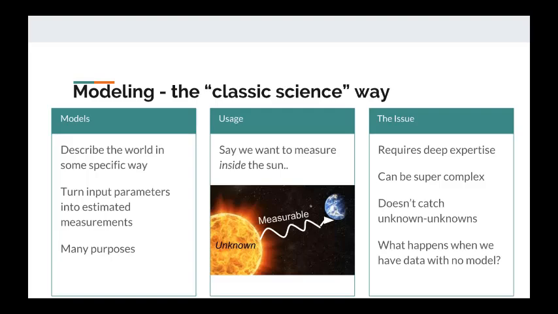So this is really great. And it's what I think we thought mathematical modeling was going to be like for a very long time. But it requires this deep expertise. It can be really, really complex. And most importantly, it doesn't catch any unknown unknowns.